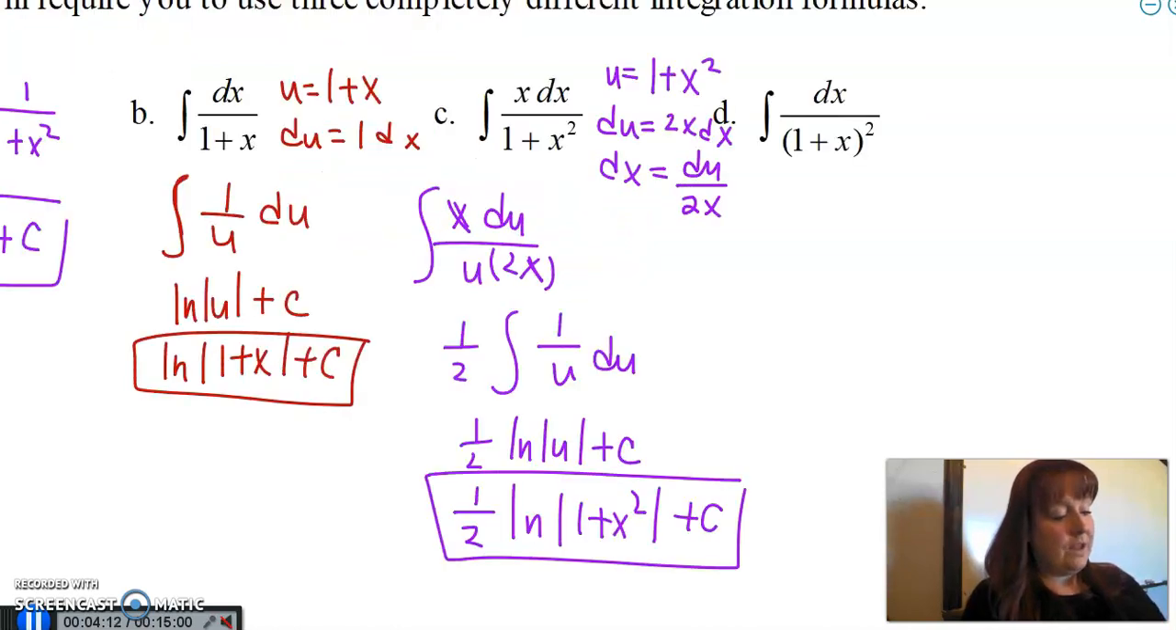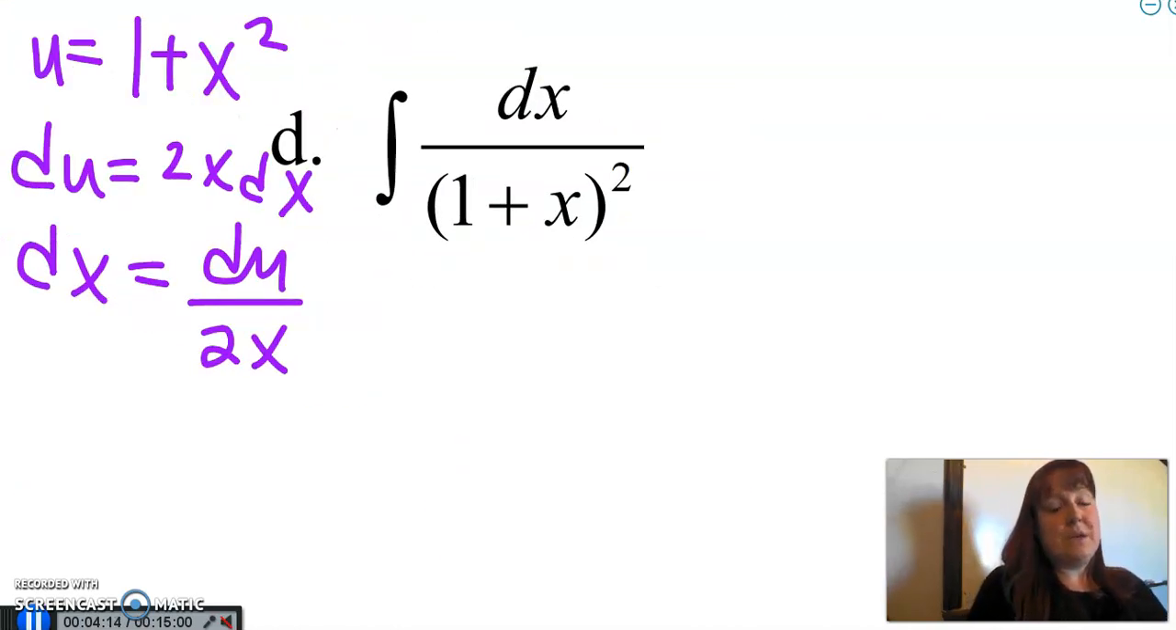Okay. Last one that looks alike. This one is tricky because everyone thinks, oh, this is something over some function.